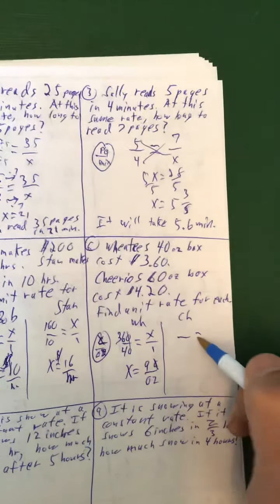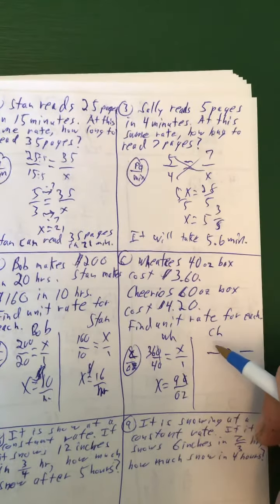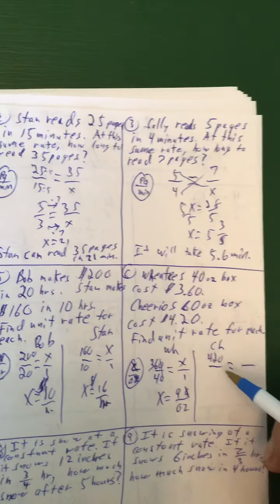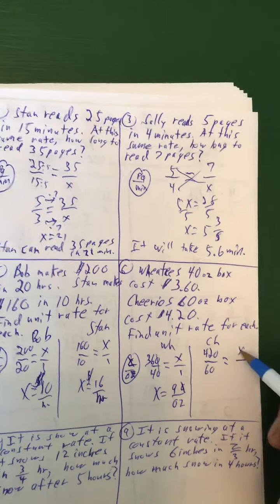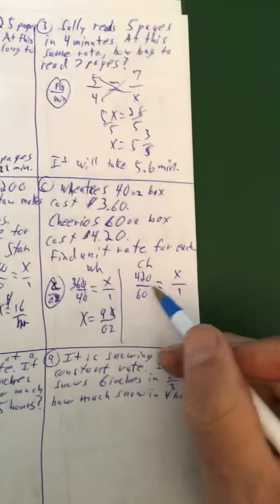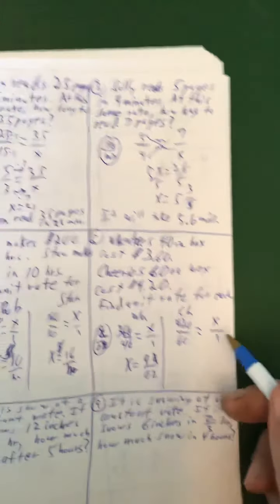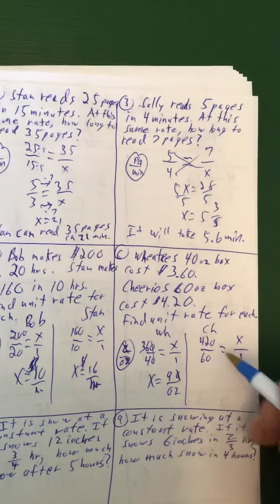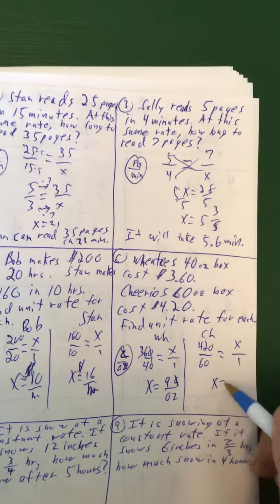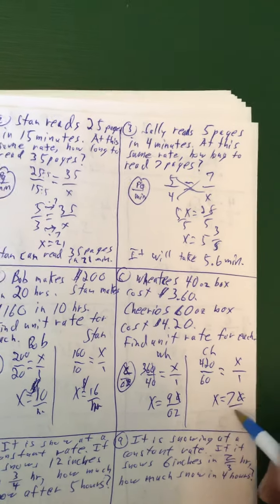And then for Cheerios, it's 420 cents for 60 ounces. How much for 1? When you're finding the unit rate, it's just how much for 1. And you can just see it, it's times 7, times 7. Anyways, x equals 7 cents per ounce.